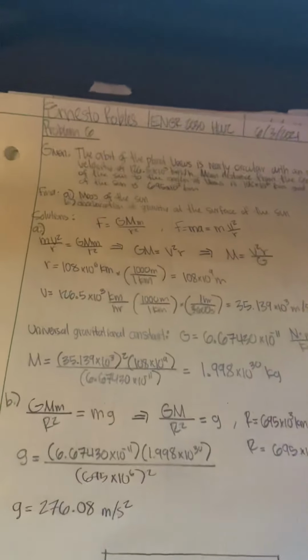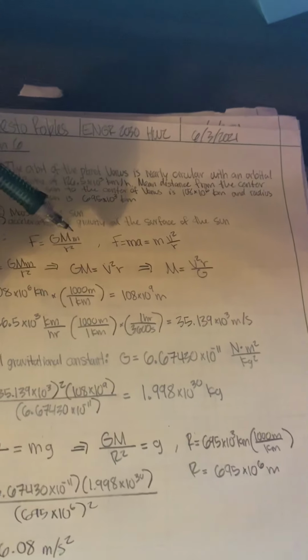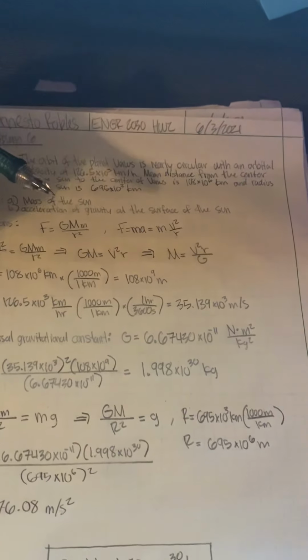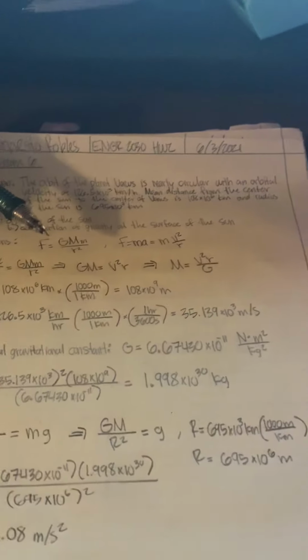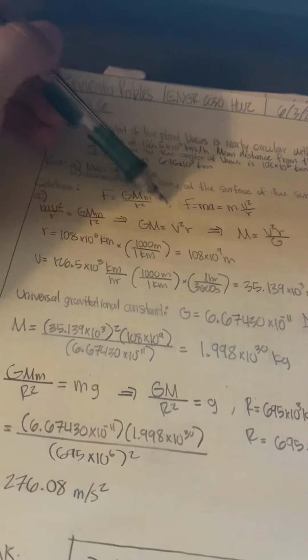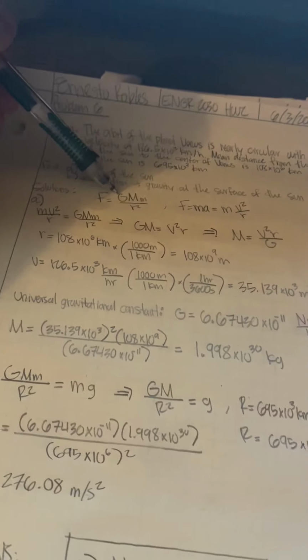All right, so problem 6. It talks about Venus. We're given the orbital velocity of it. We're also given the mean distance from the center of the sun to the center of Venus, and we're given the radius of the sun. So the first thing it asks us to do is to get the mass of the sun. So we use these equations right here. They're given from the book and also the PowerPoint slides.